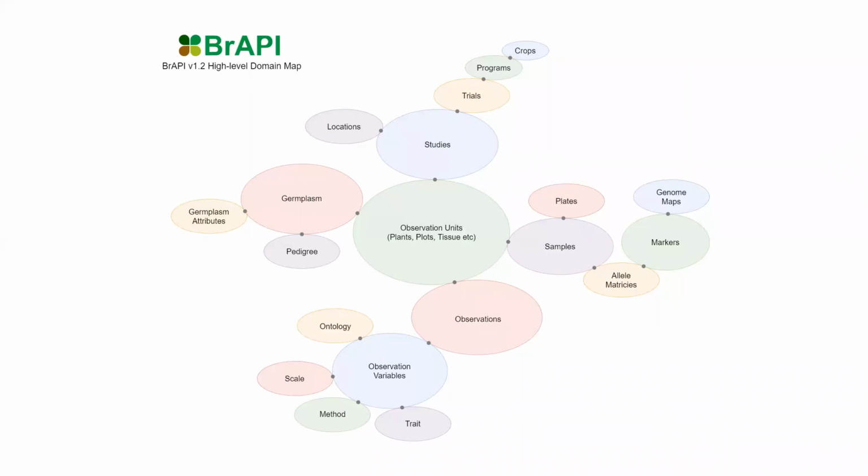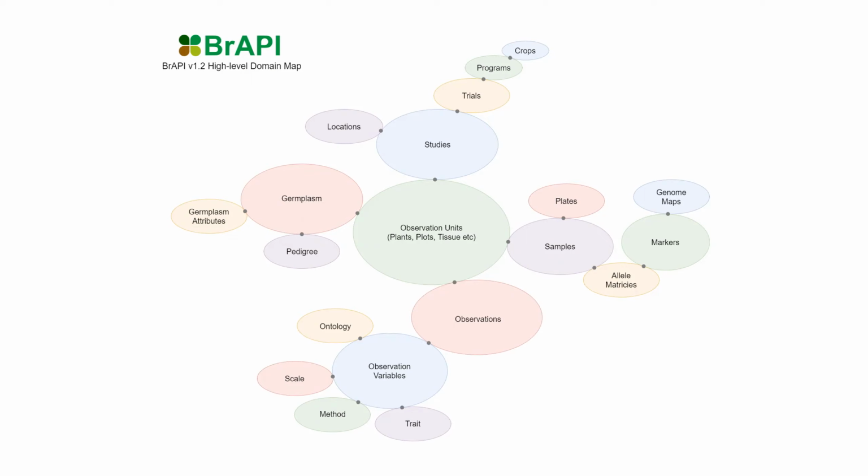So this is sort of an artistic diagram. I was asked to produce something like this for a sales pitch someone needed to do, but I kind of liked it, so I kept it in these slides. This is a visualization of BrAPI version 1.2.